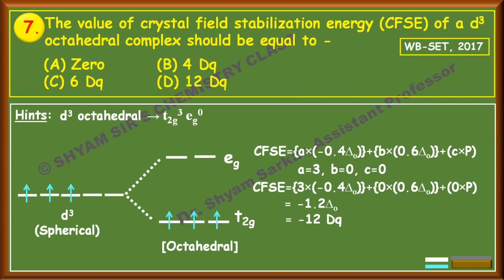If you take the absolute value of CFSE, it is matching with option D. So option D is the correct answer, that is 12 Dq.